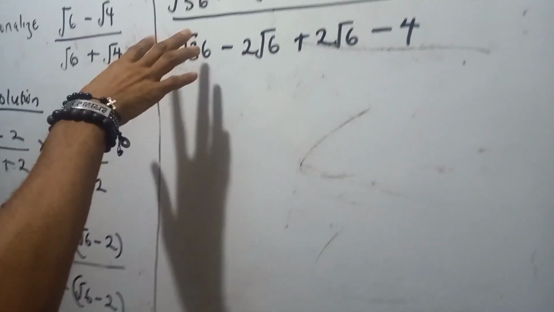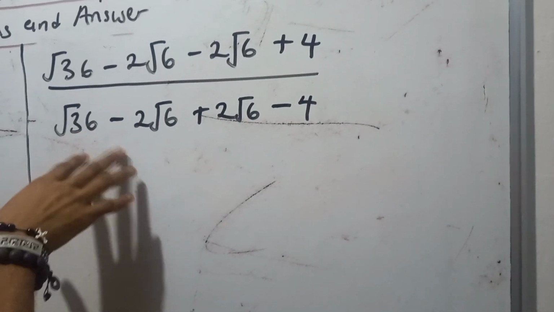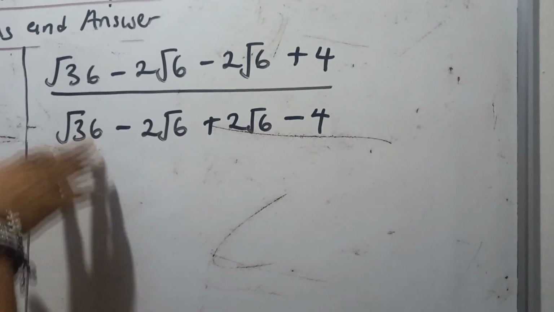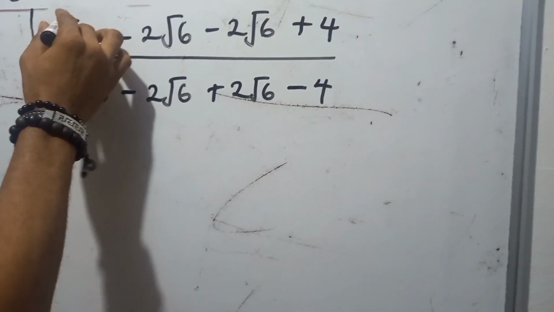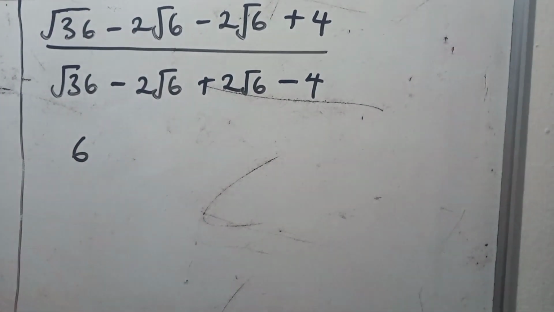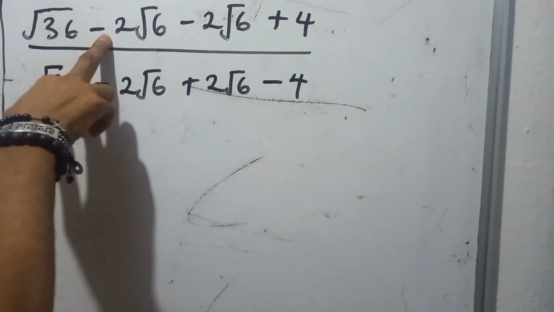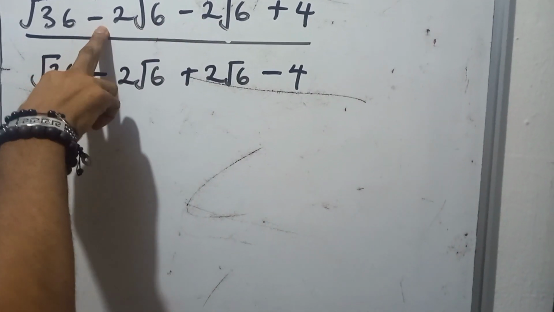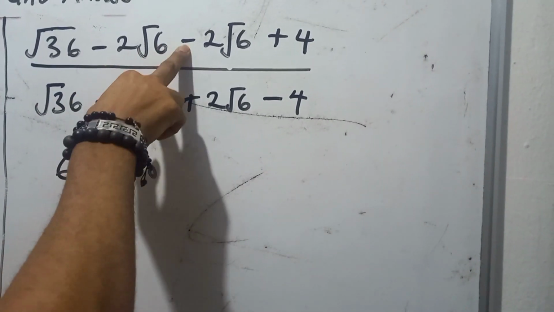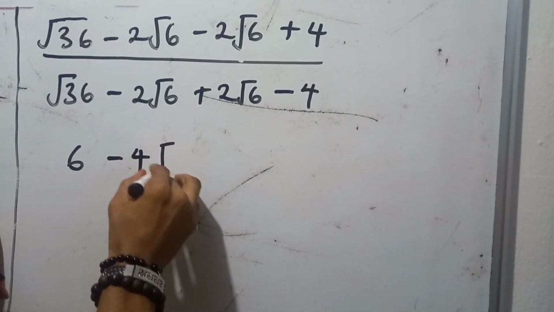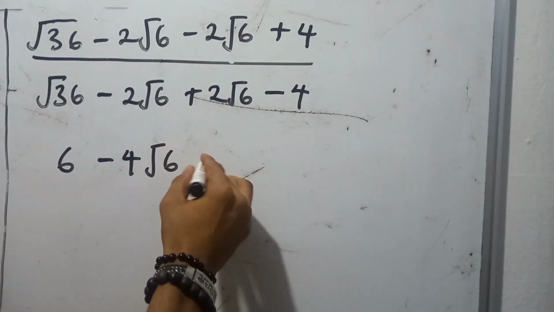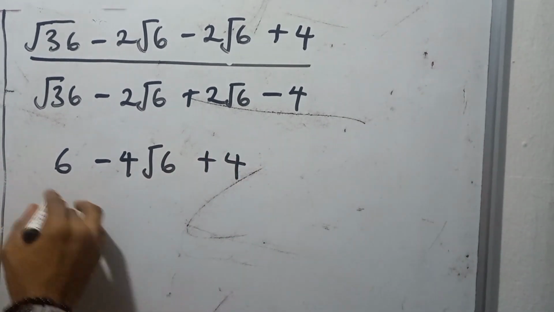Then the next thing to do: we have a perfect square here, so we take the square root. What is the square root of 36? It is 6. The next thing to do is to combine like terms, because these are the same. So minus 2 root 6 minus 2 root 6 is minus 4 root 6, plus 4, over the denominator.